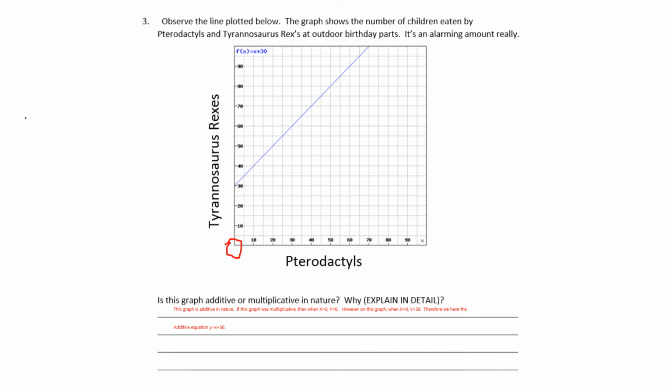Instead, we see it doesn't pass through 0, 0 like we would expect. Instead, when x is equal to 0, y is equal to 30, as we can see on the graph. That tells me that the equation is additive. It's an additive equation where y is equal to x plus 30. And so that is the reasoning for, is this graph additive or multiplicative in nature? Why? That's the answer. It's additive in nature because when x is equal to 0, y is not equal to 0.